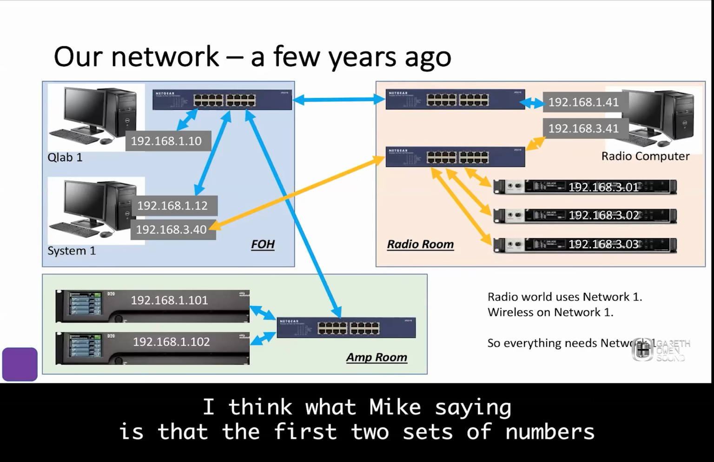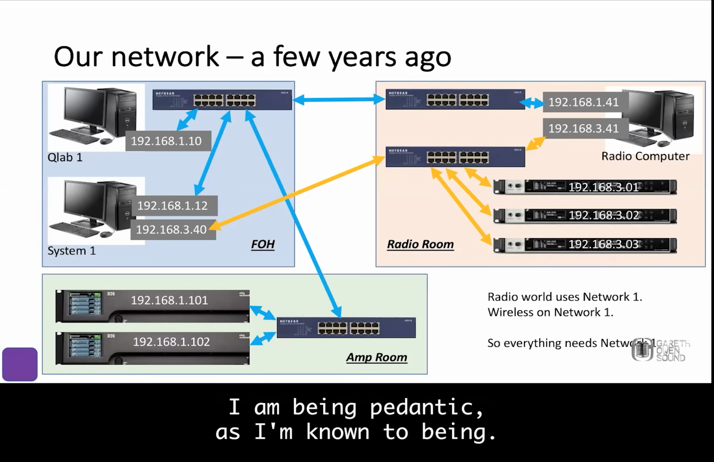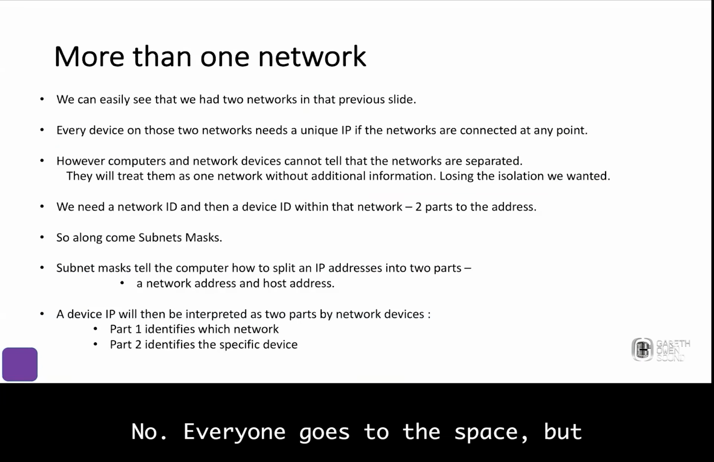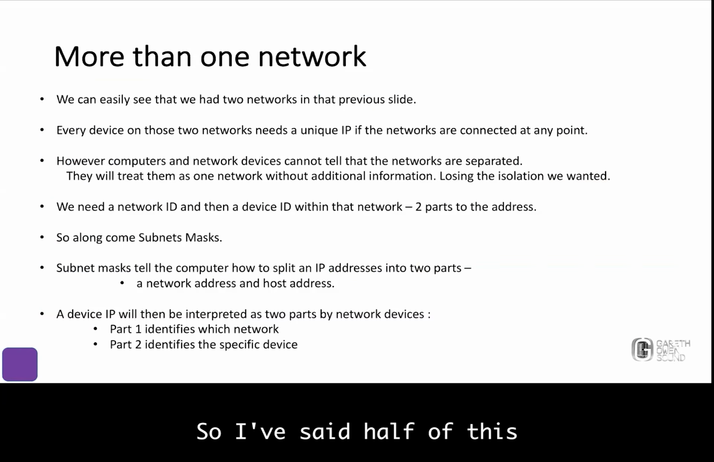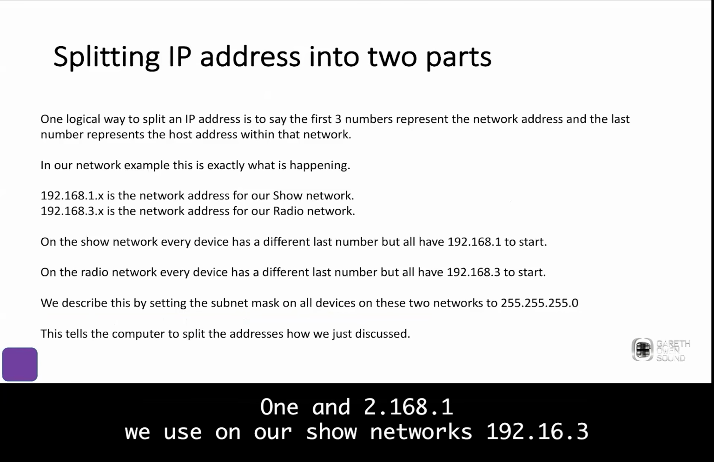I think what Mike's saying is that the first two sets of numbers, in theory, are pretty much constant across. I am being pedantic as I'm known to being. No. Everyone goes to the spacebar. So we can see how we've split the numbers, but what a subnet mask does is tells the computer that was our logic. So I've said half of this. Said all of that. So as you can see, you've worked it out.